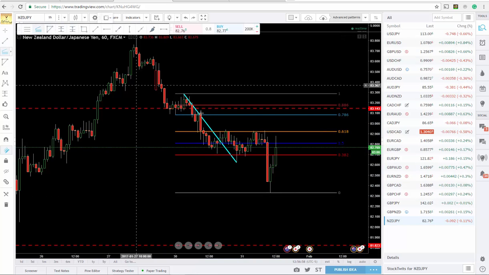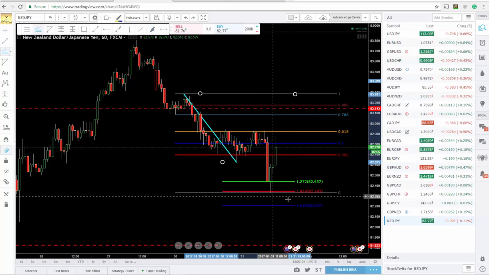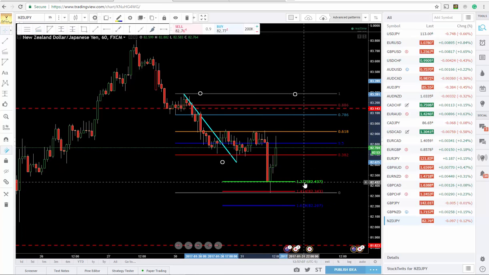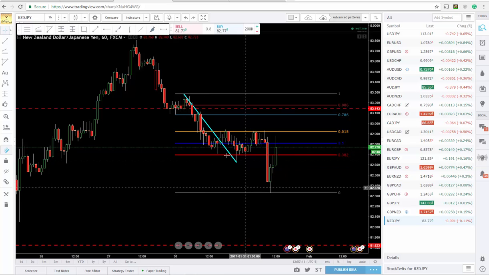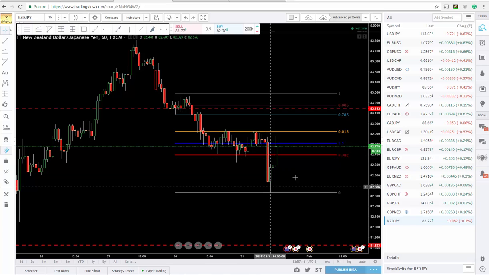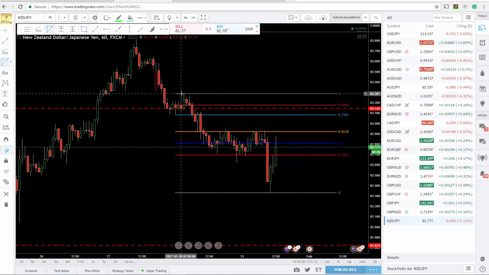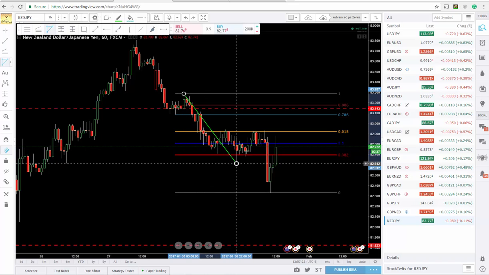Now if we take an extension from X to A and back up, you can see that we get that 1.27 without closing below 1.414. So that meets the second rule of the Cipher pattern. Now that we know we have those rules met, what are we waiting on? That 0.786 retracement as our entry. So drawing that pattern on, it looks a little something like this.